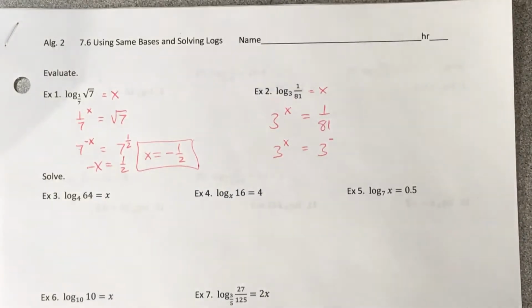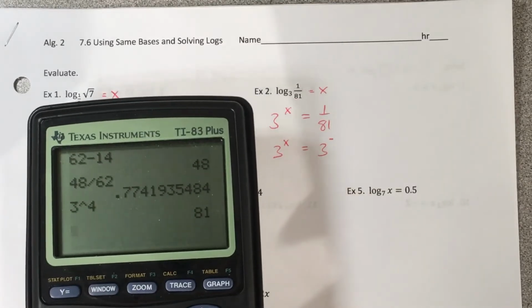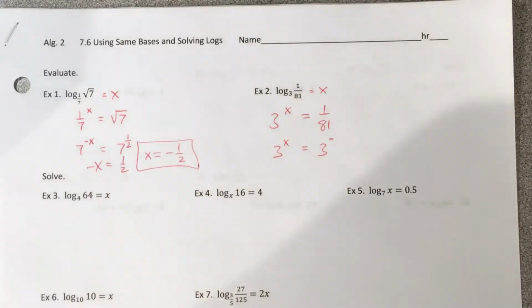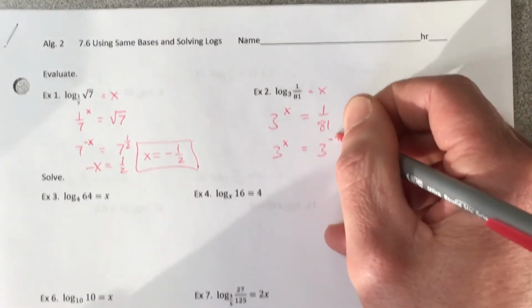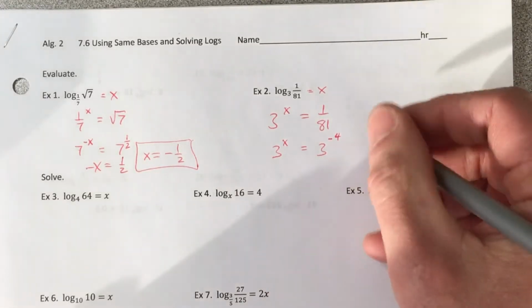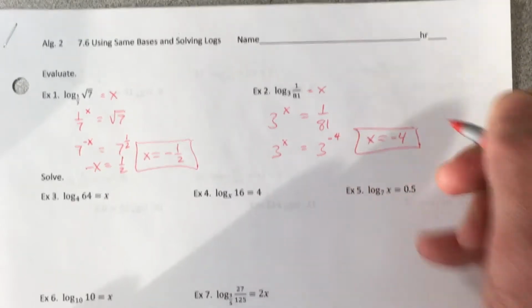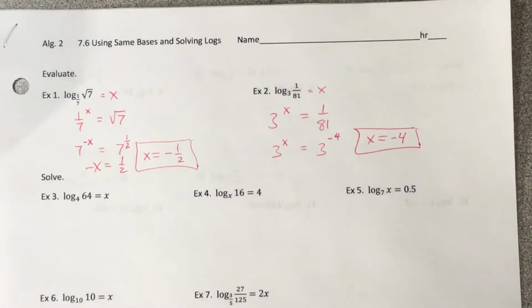I grab my calculator. Oh, there it is, yeah. 3 to the 4th power is 81. So a negative 4 would flip it over, raise it to the power, and get you 81. And at this point, our bases are the same. And we get x is equal to negative 4. Just like so.